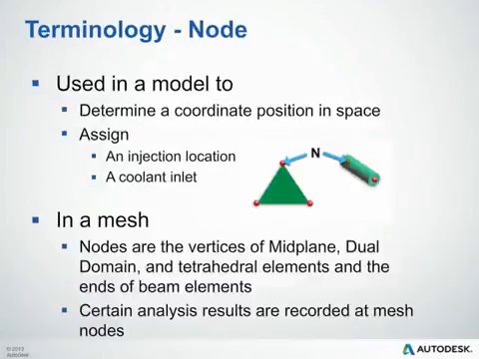So those elements that we previously discussed all have nodes. These nodes determine a coordinate position in space. There are also places for us to put boundary conditions such as injection locations, coolant inlets, vent locations, things of that nature. In a mesh, these nodes are basically at either end of a beam, and at each point of a triangle or a tetrahedral element. Certain analysis results are recorded at these nodes, such as velocity, pressure, and temperature calculations, so they're very critical in the analysis.